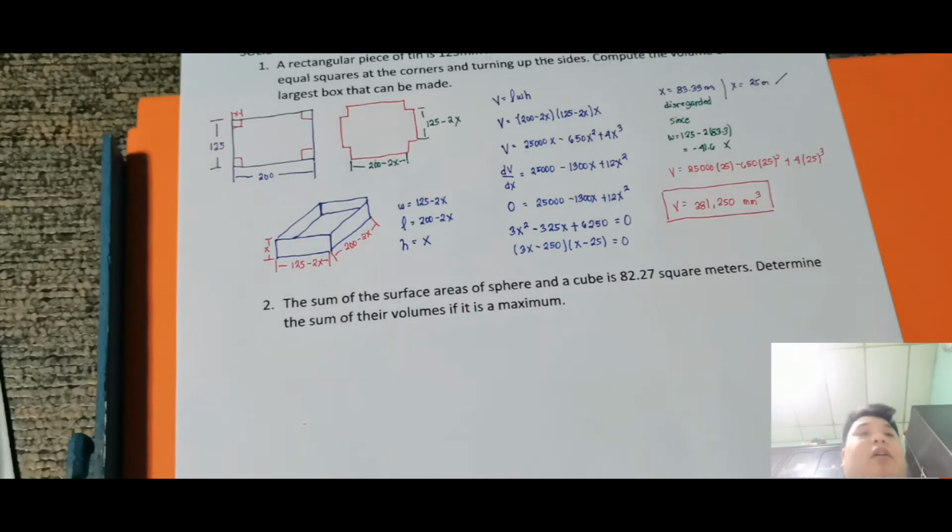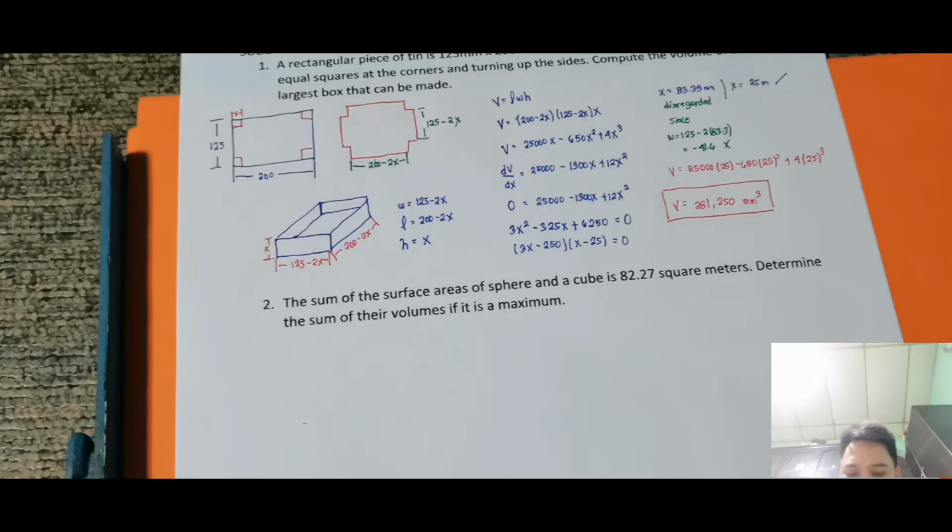So for number 2, the sum of the surface area of the sphere and a cube is 82.27 square meters. Again, when we say surface area, it's the total area of everything surrounding it. For example, for a box, I just add the 6 different rectangles there. We just add their areas, so that is our surface area. When we say volume, it is the inside itself, what fits inside. So you should know the difference.